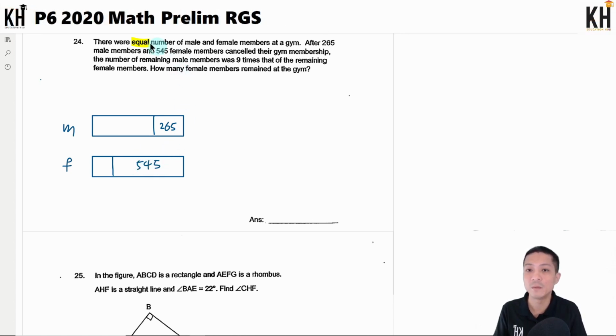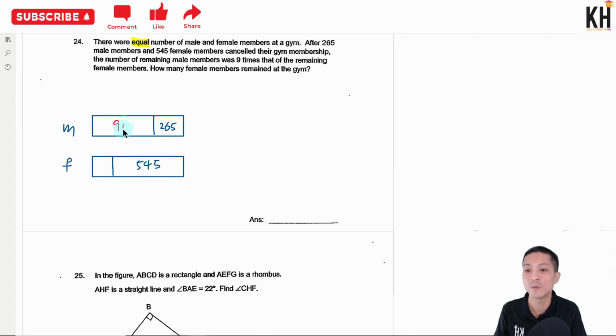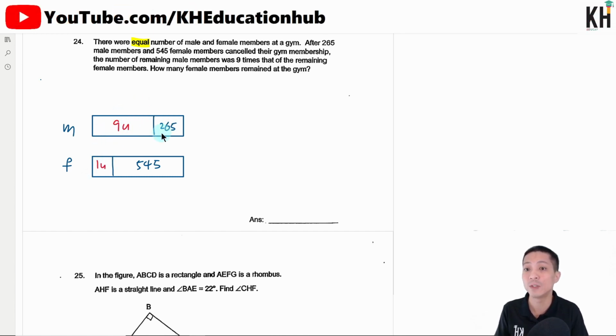545 female members cancelled their gym membership. Okay, the number of remaining male was 9 times. So this will be like 9 units and 1 unit. Okay, so you don't need to cut it into 9, because it will not be the same size. But 9 units and 1 unit should be enough to tell you that the difference from here to here is 8 units.